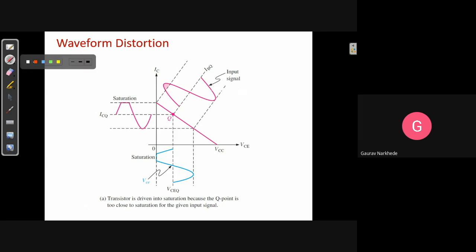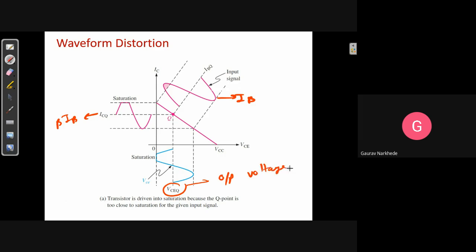Okay, I will change the color. Can I say this is IB, input current, right? Now, can I say IC? IC is nothing but beta times IB. And this is some output voltage, VCE, right? And VCE is what? VCE is VCC minus IC RC. From the equation, if we give input current, we can see the voltage as well as the current, right?